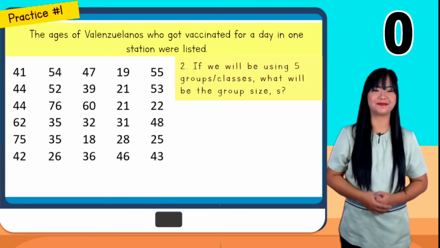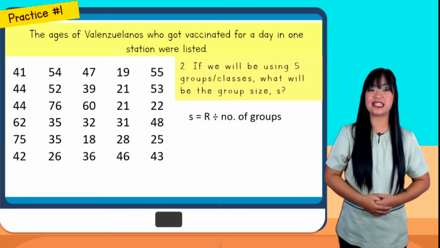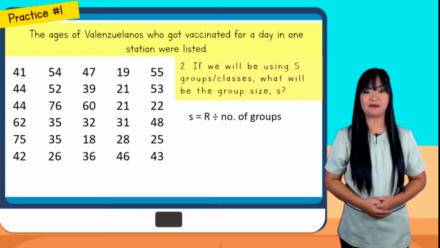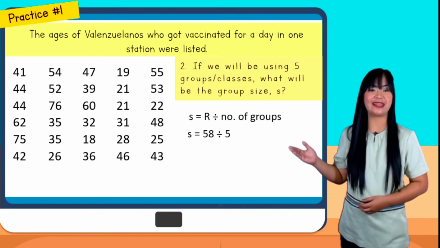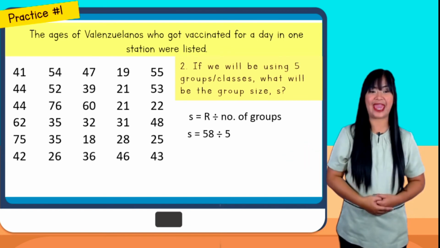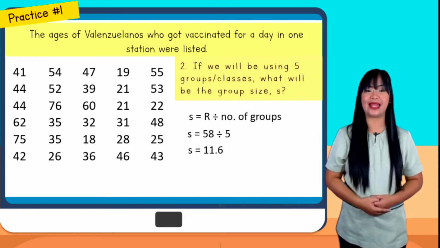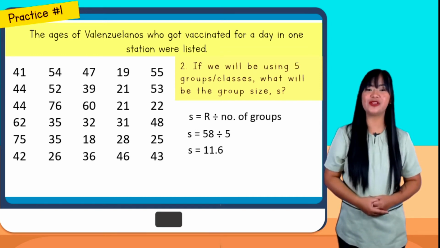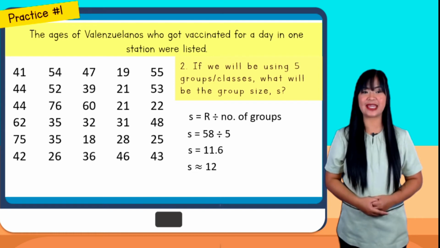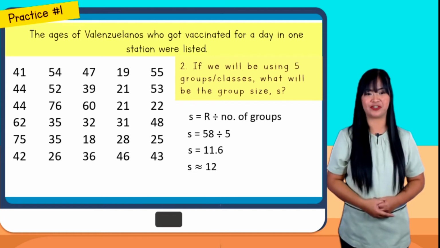Time's up. Since S is equal to range divided by the number of groups, we will have 58 divided by 5. S will be equal to 11.6. Rounding up to the nearest whole number, we get S is approximately 12.